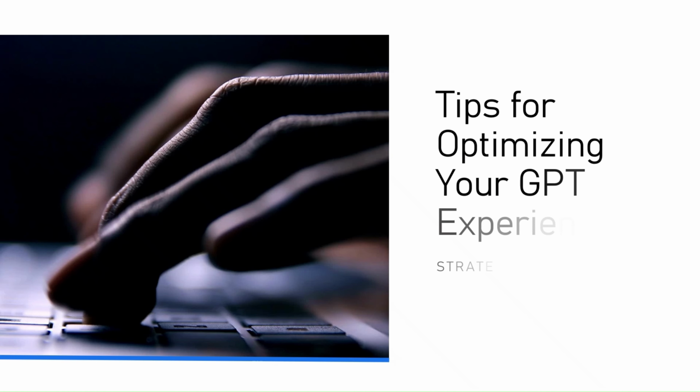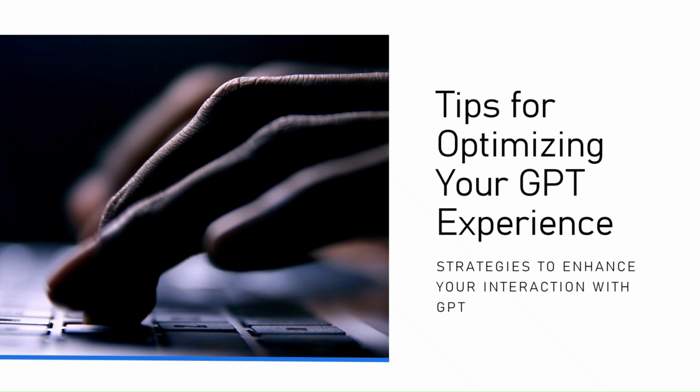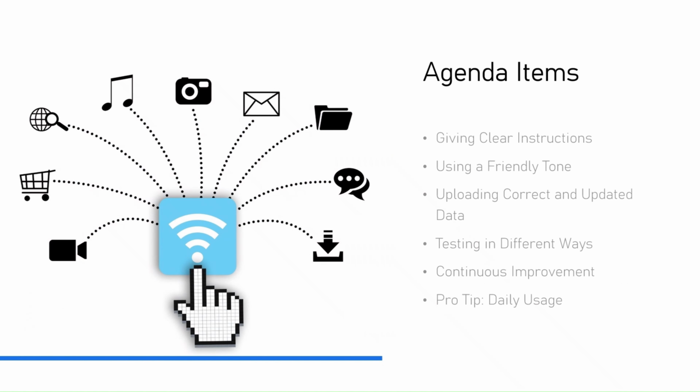Welcome to session 6, Get Better Results with ChatGPT. In this session, we will show you easy and smart ways to use ChatGPT more effectively by asking clear questions, being polite, and sharing the right information. You can make GPT work better for you for your daily activity.